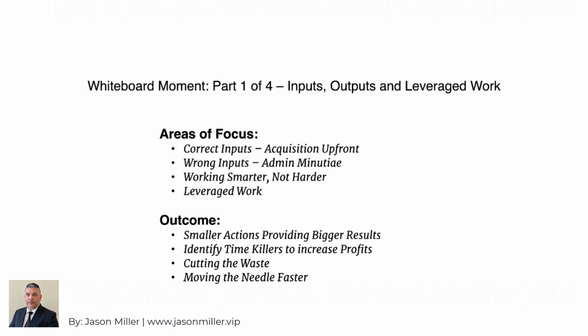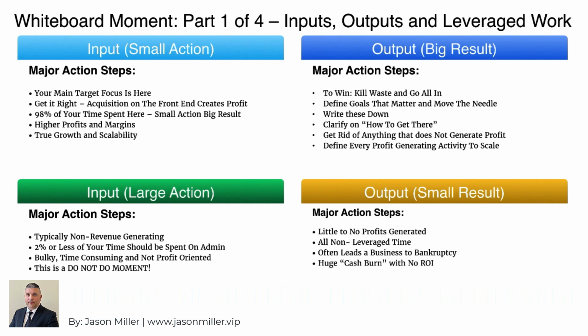The outcome we want you to take from this is realizing that smaller actions provide bigger results if you do the right actions, identify those time killers and increase profit, cut out all the waste, and move the needle far faster. So, in part one here, we're going to talk about inputs, outputs, and leveraged work. Once I finish up the description of this slide, I'm going to cut away to my whiteboard and I'll draw an actual physical picture of what this would look like to give you that mental note in your head to reference. But let's get started.